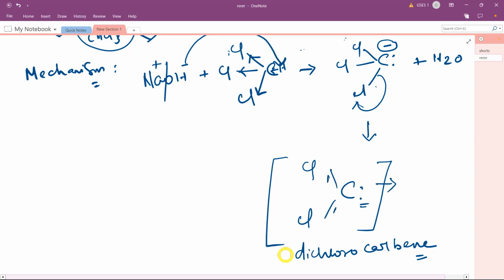So it behaves as a Lewis acid. Lewis acid means it requires a pair of electrons. So it behaves like a Lewis acid. Okay, now let it be. This is the intermediate formed and waiting for the reaction. Let us go for the phenol now.